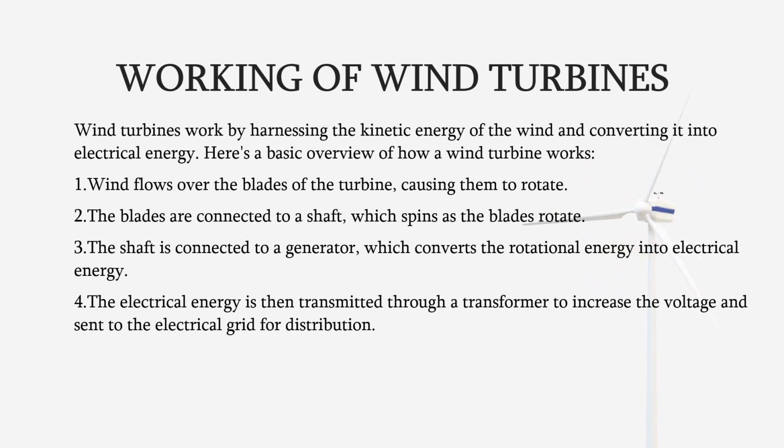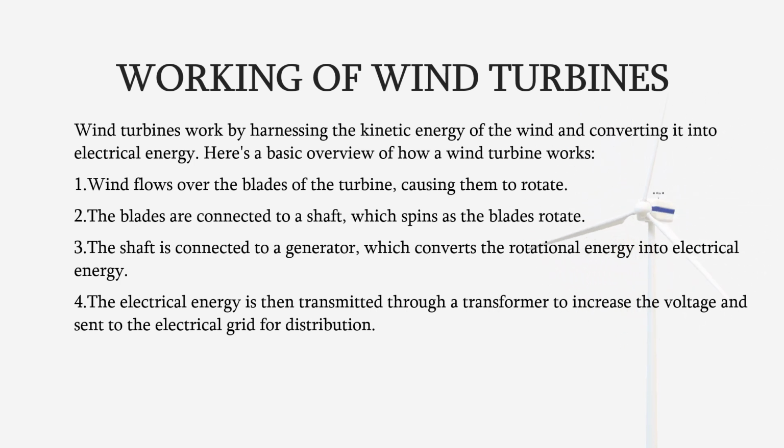Most modern wind turbines have three blades, although some have two or four. The blades are designed to capture as much energy from the wind as possible while minimizing drag and turbulence. The length and shape of the blades can vary depending on the size and location of the turbine.